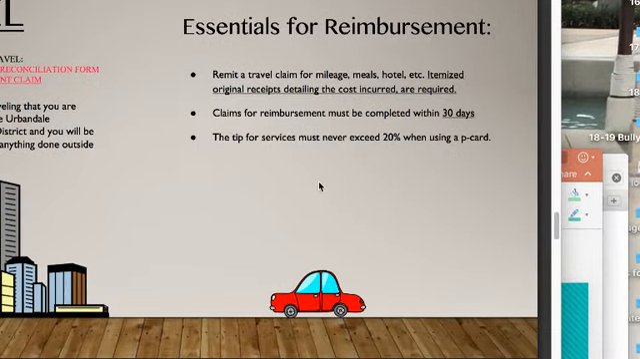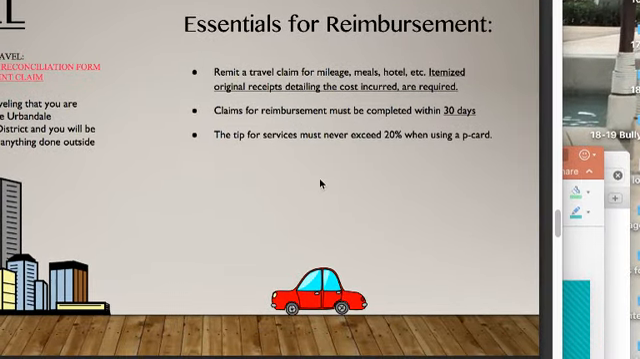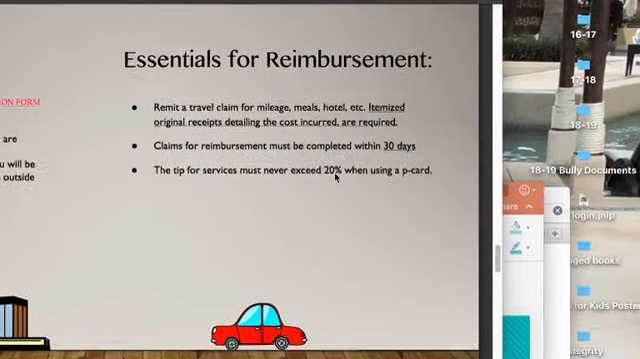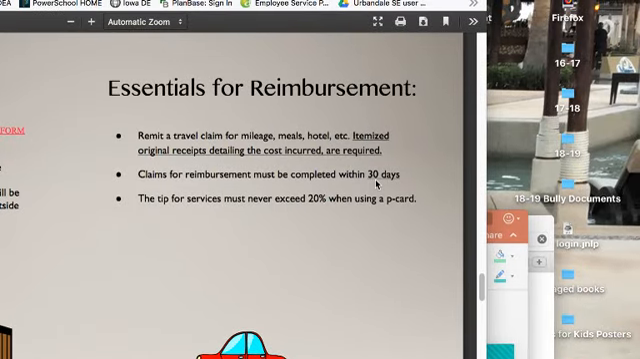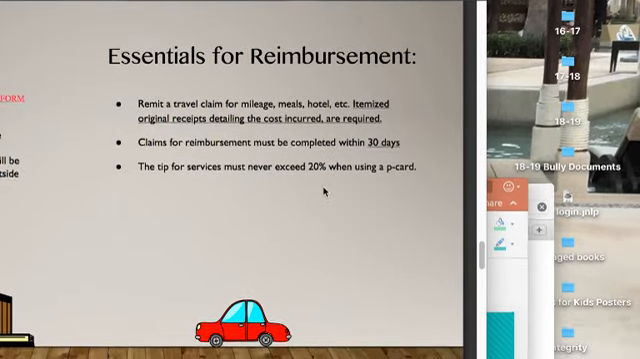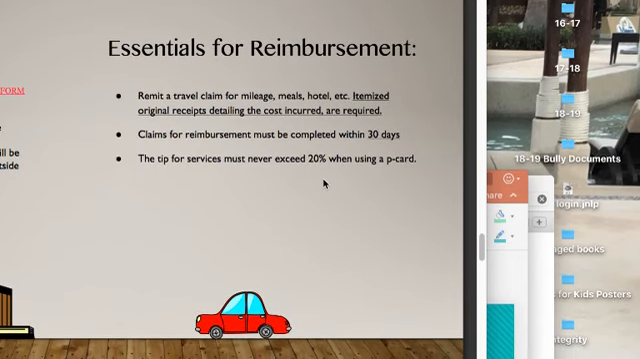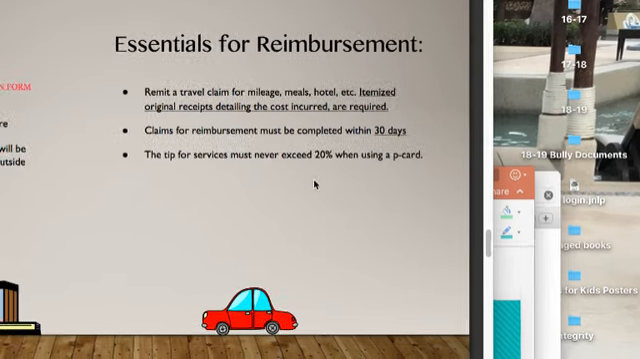So I can't just say that I turn in a receipt for $25.95 for dinner at a restaurant. I must have a breakdown on that receipt of exactly what was purchased. You can't exceed over 20%, and claims must be completed within 30 days. Alcohol is not allowed to be put on the same receipt. That must be a separate receipt paid for by the employee.